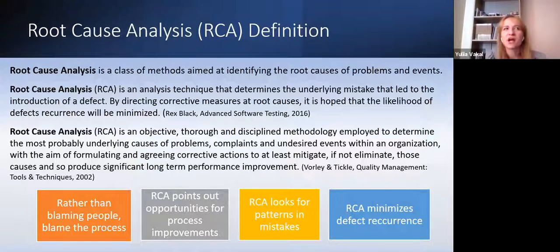Root cause analysis is a part of process improvement methodology. As I said, you could apply it to any kind of problems, any kind of events or issues you have, but you would probably benefit most from it when it's a part of this whole process improvement.